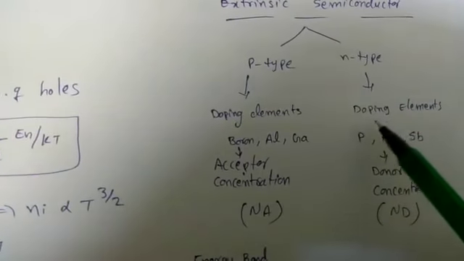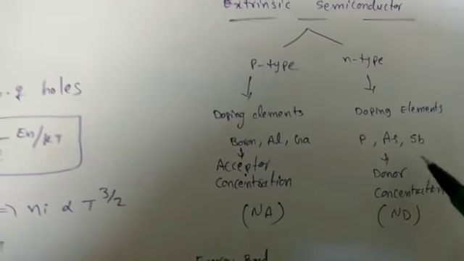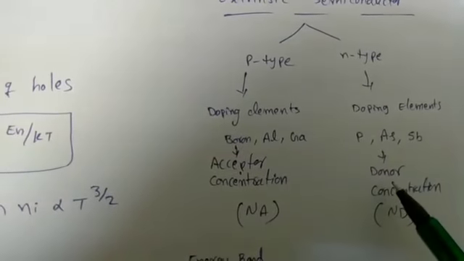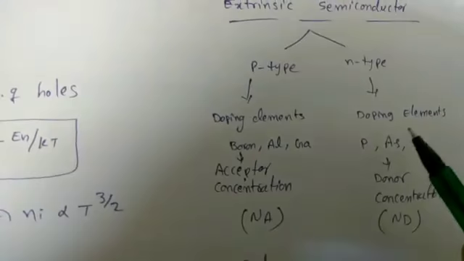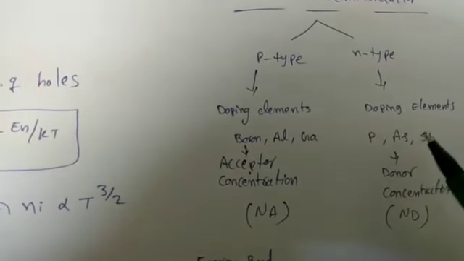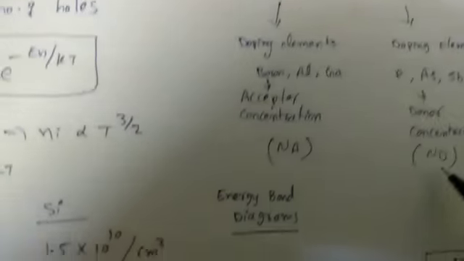Similarly for n type, the doping elements are phosphorus, arsenic, antimony, and some bismuth also. This is generally called donor concentration because it will provide free electrons, so it will donate. That is called donor concentration, generally denoted Nd.